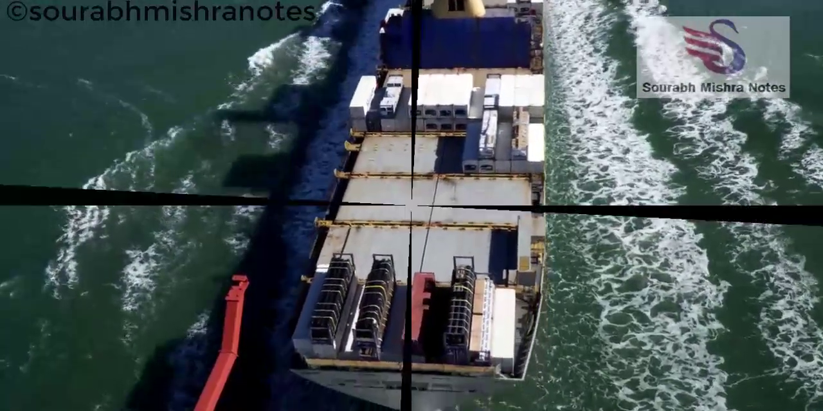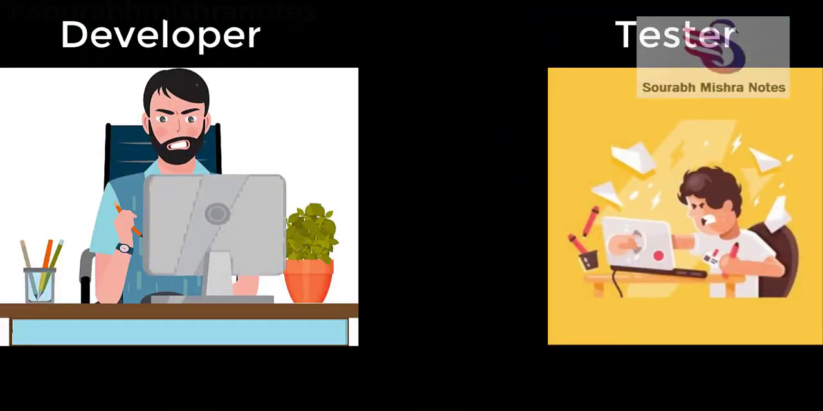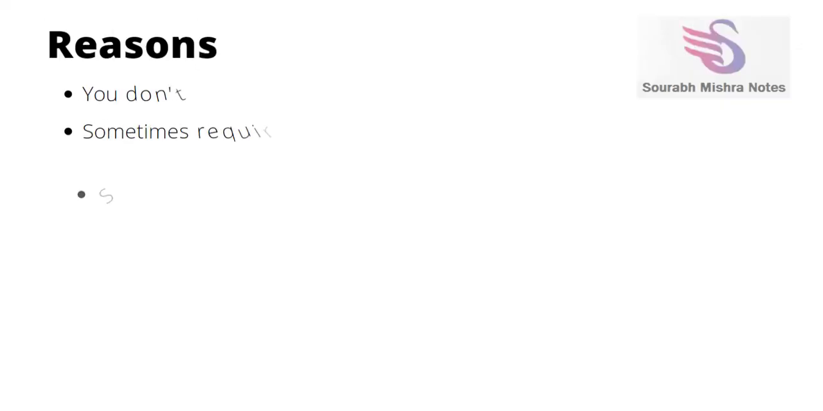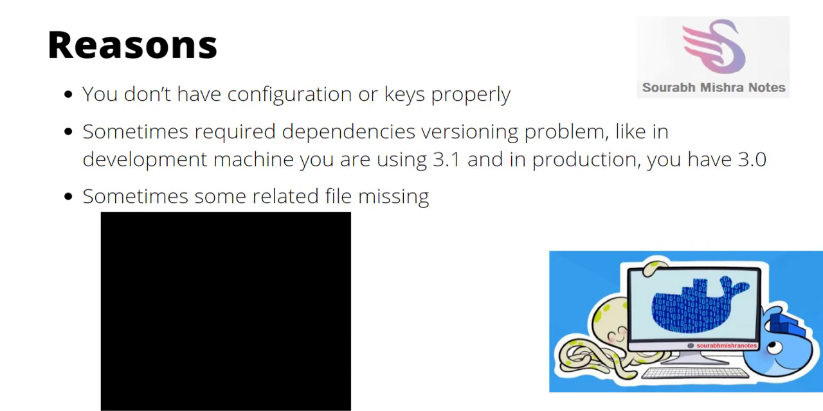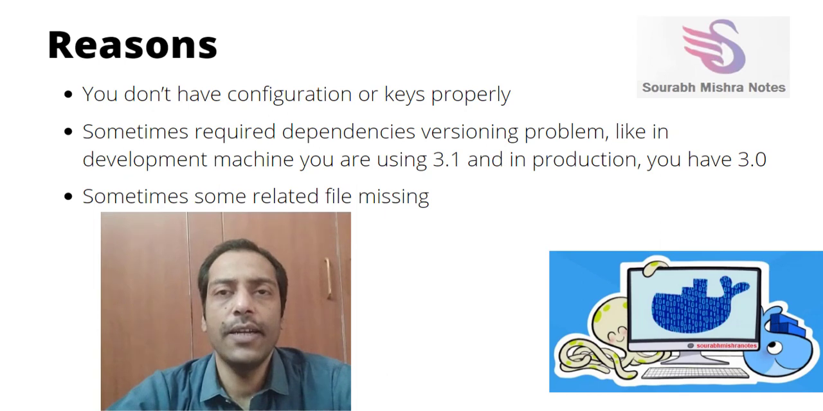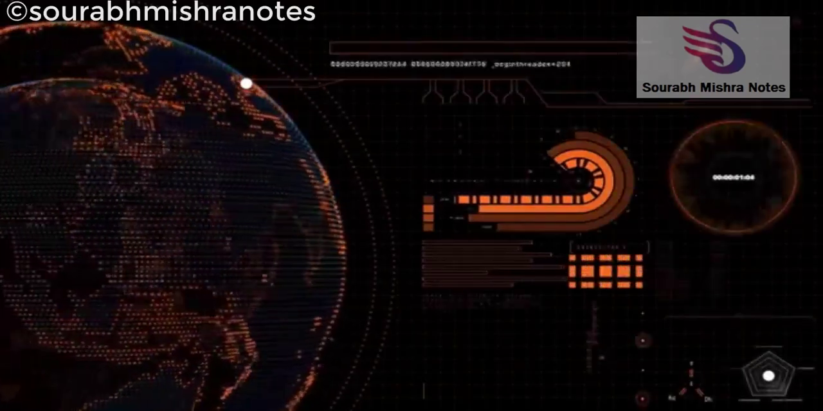In software development, there is always a big challenge between developer environment and testing environment or production environment. This thing works in many machines but not in other platforms or machines. There may be some reasons like you don't have proper configuration or keys, sometimes required dependencies, versioning problems, like in development machine you are running 3.1 and in production you are running 3.0. Sometimes some related file is missing. Docker simplifies your life.